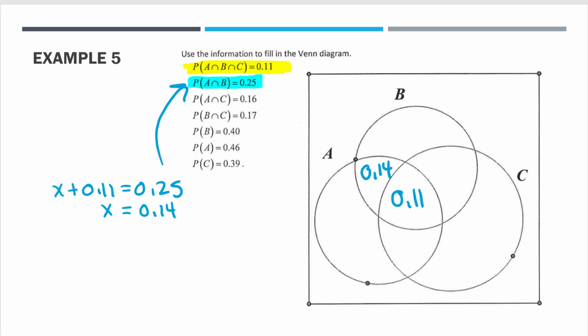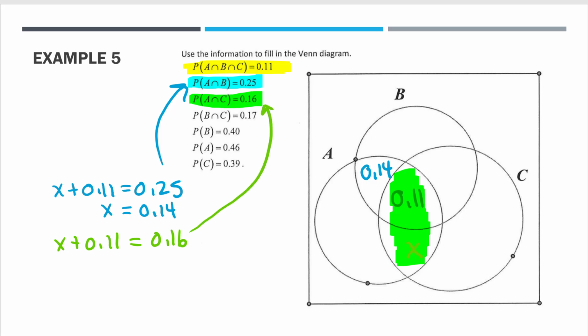Now let's move on to the next one. The intersection between A and C is 0.16. So if I highlight the intersection between A and C, and I move that X, I'm going to put X down below. So X plus 0.11 is equal to 0.16. And that 0.16 we're getting in the question. So I rearrange and I solve, and I get 0.05, and then I can put that in my diagram.